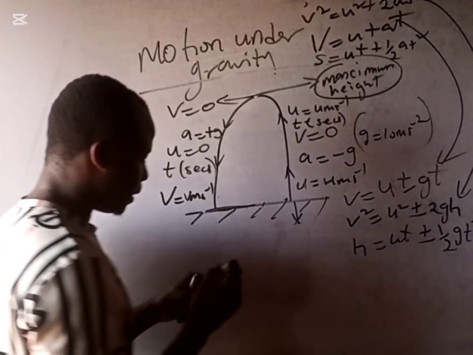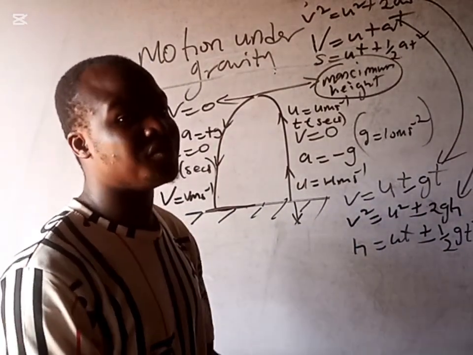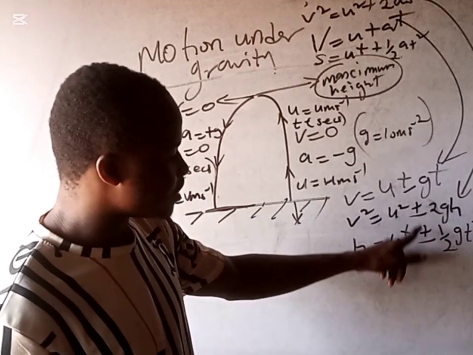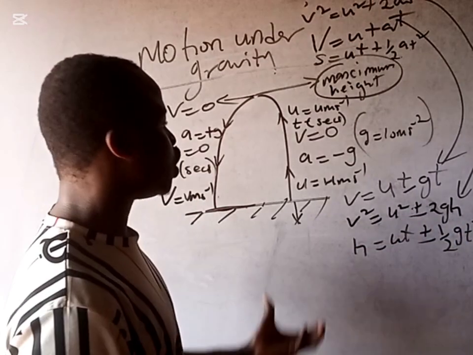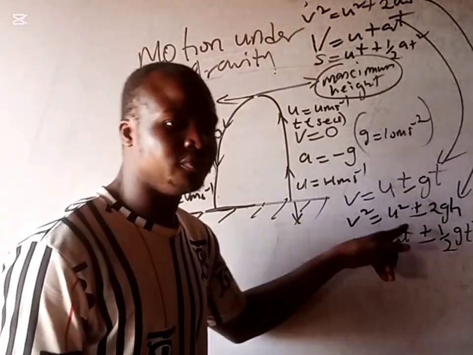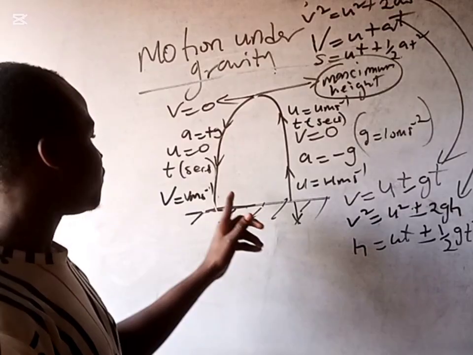So these are the equations of motion that are relevant when you are dealing with gravity. When you are dealing with gravity, the sign you are going to insert here depends on how the object moves. If the object moves vertically upward, it will be negative because it's moving against gravity. If it is moving toward gravity, it becomes plus.